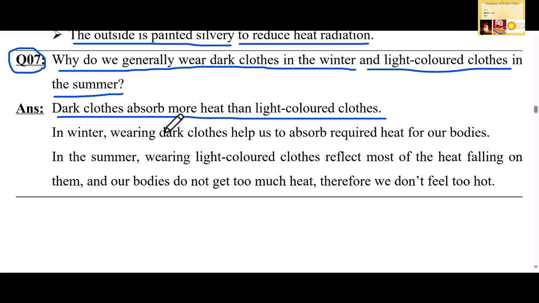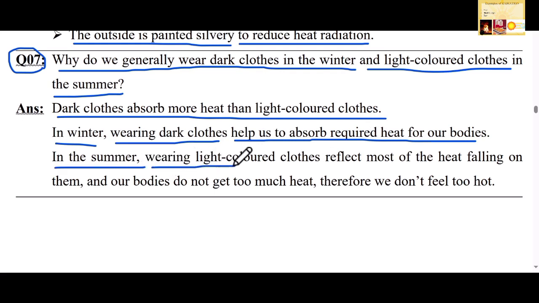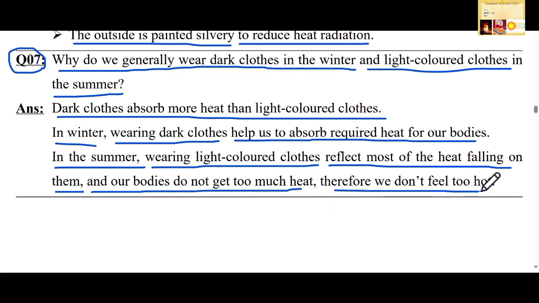In winter, we wear dark clothes to absorb heat for our bodies. In the summer, we wear light color clothes, which reflect most of the heat falling on them, and our bodies do not get too much heat. Therefore we don't feel too hot.